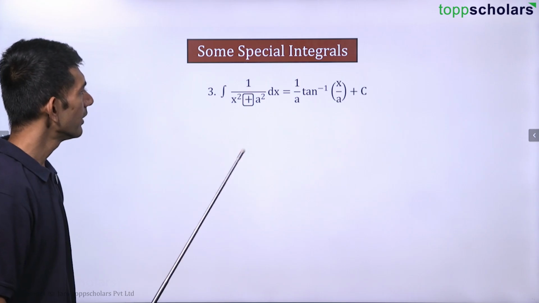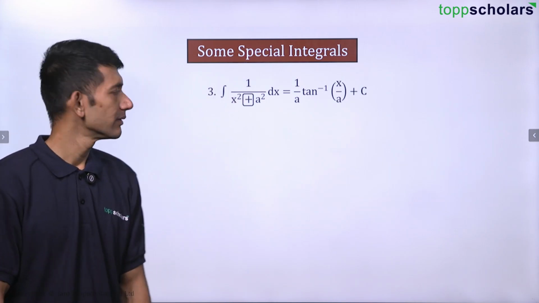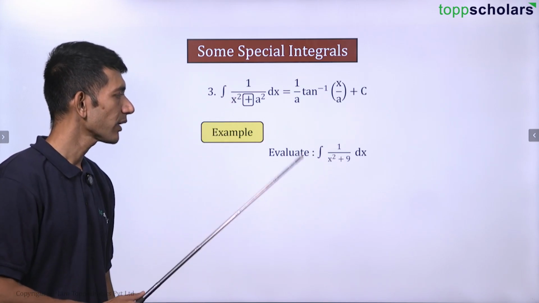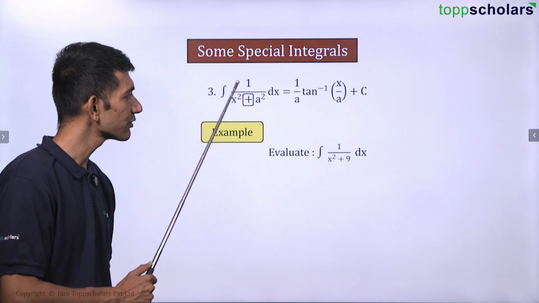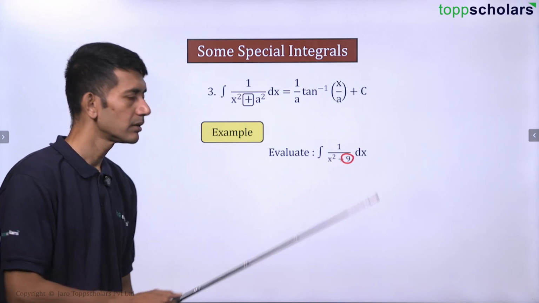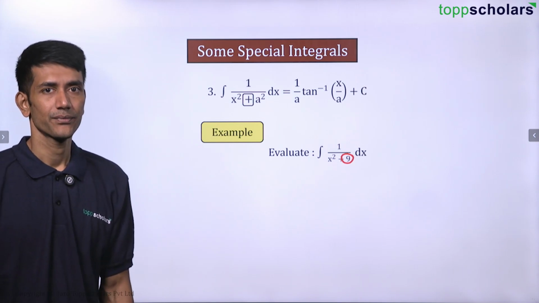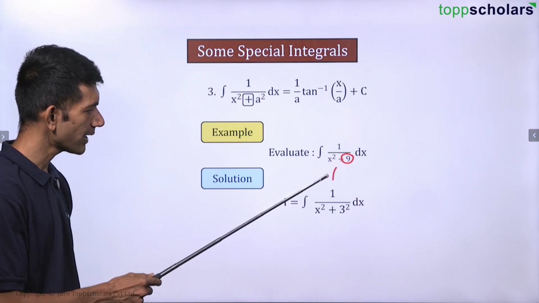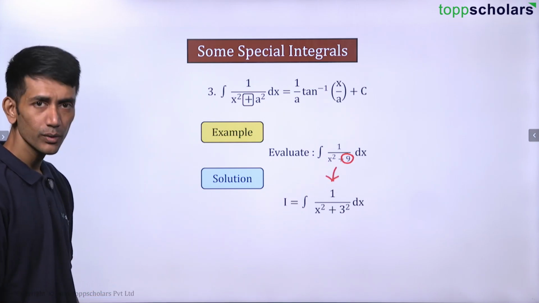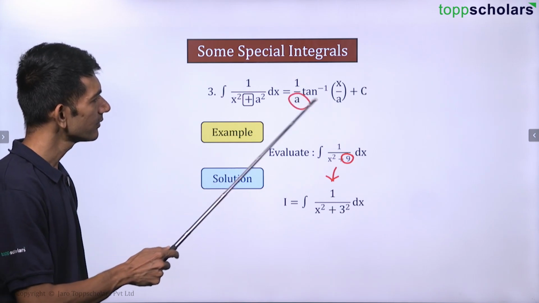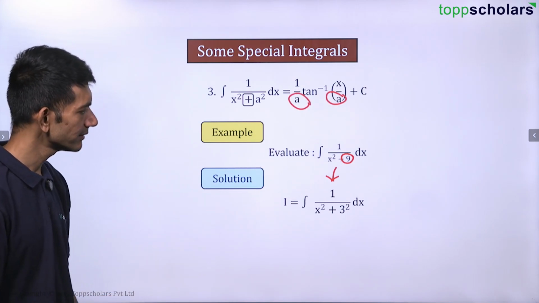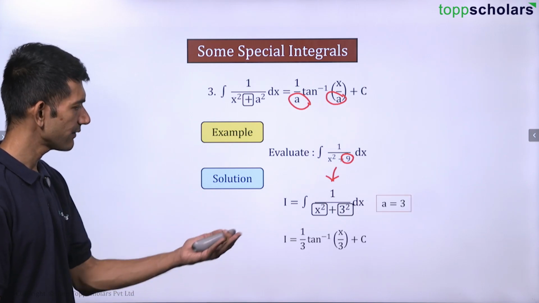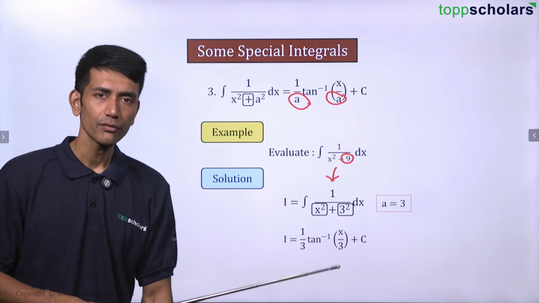Okay. Now we have plus in the middle. Let us see an example. Integration of 1 by x square plus 9. So x square plus 9 is nothing but x square plus 9, and 9 is what? 3 square, correct? Let us do that. So this becomes 1 by x square plus 3 square. A is 3, put 3 here. That is your final answer. Have a look at this. So 1 by 3 tan inverse of x by 3 plus c.